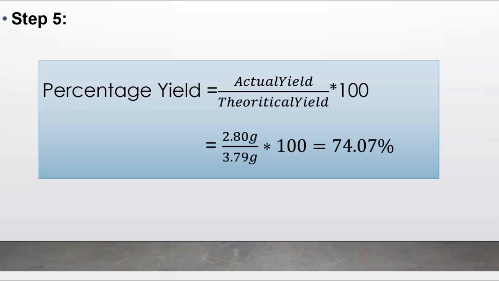You can use the formula to calculate the percentage yield of nitrogen monoxide. Actual yield is given as 2.80 grams and the theoretical yield you have already calculated, that is 3.79 grams. Therefore, percentage yield of nitrogen monoxide is 2.80 divided by 3.79 multiplied by 100 equals 74.07%.